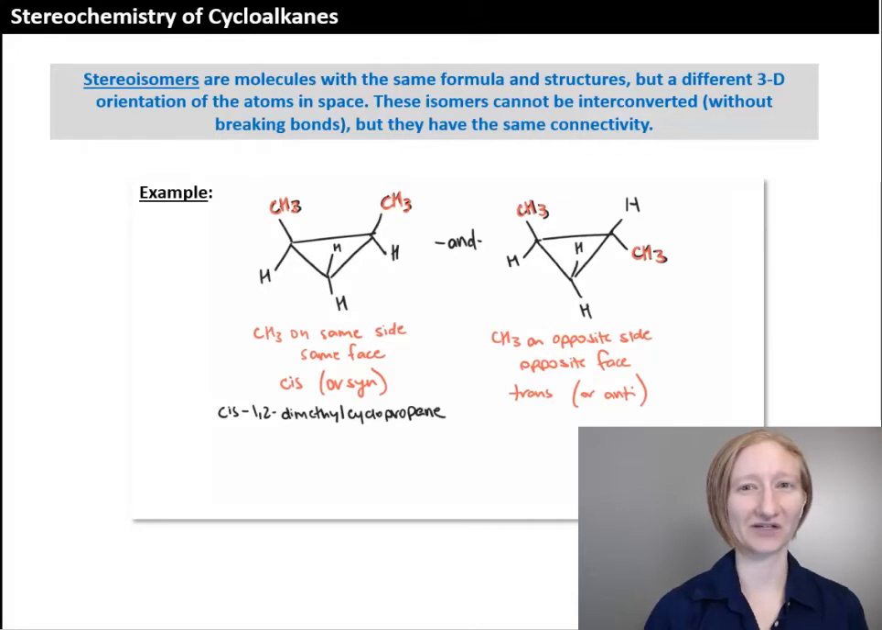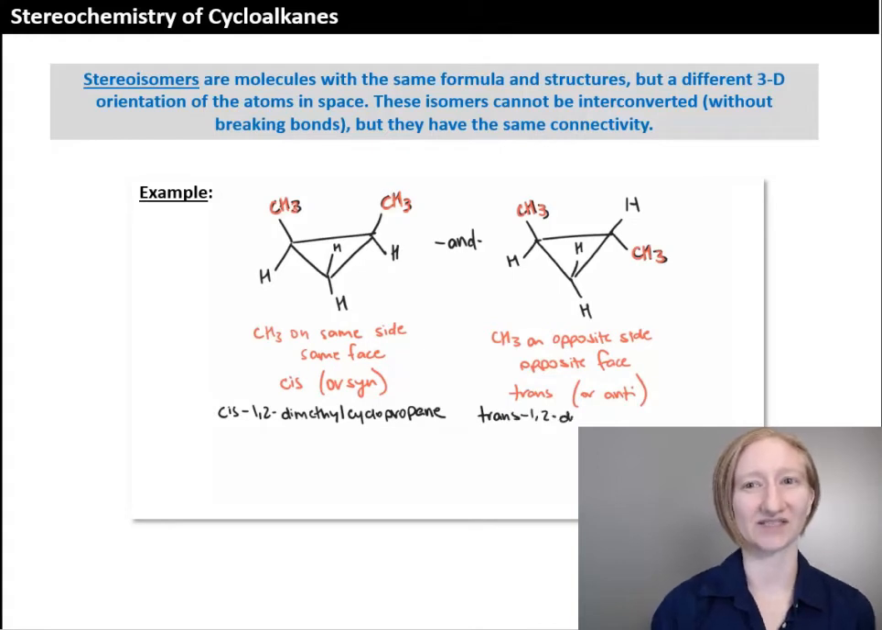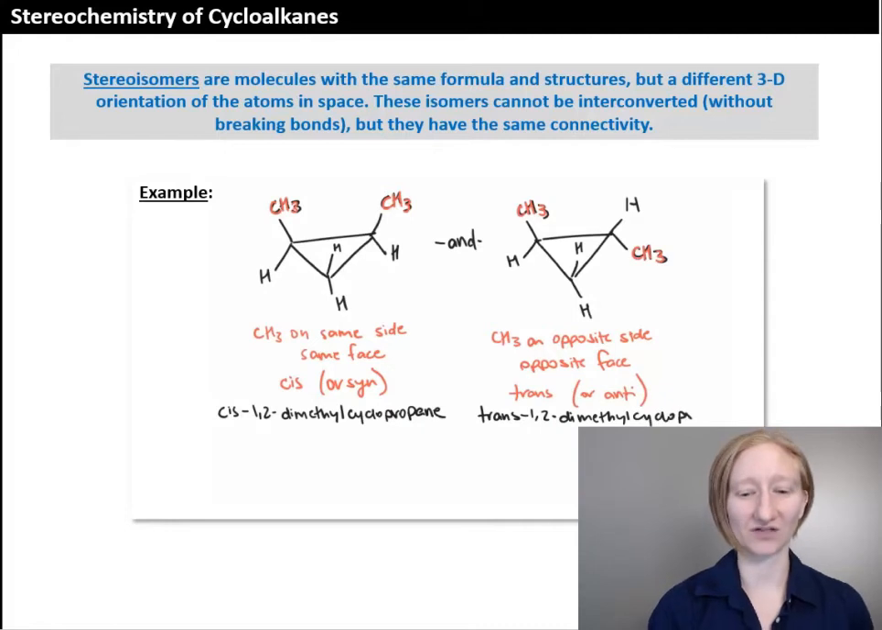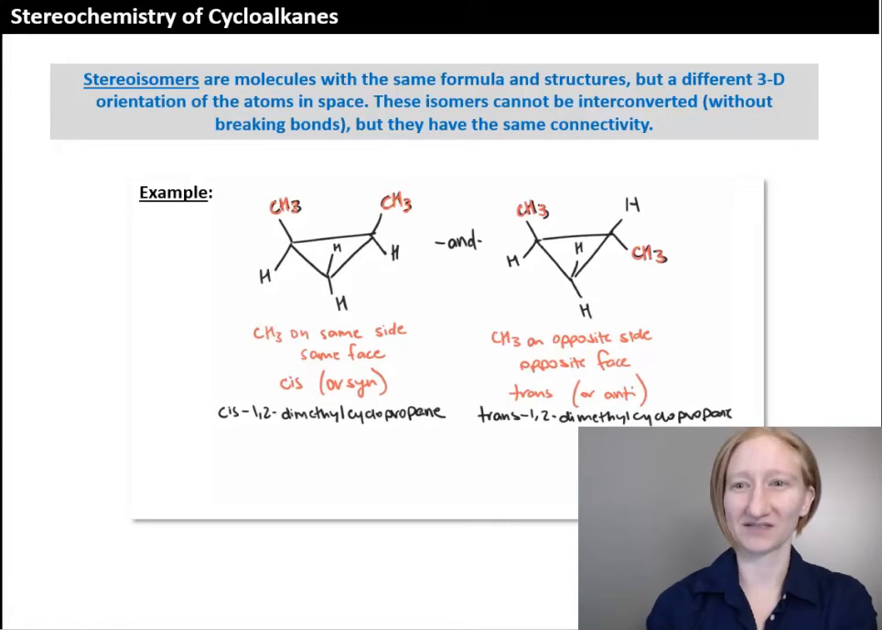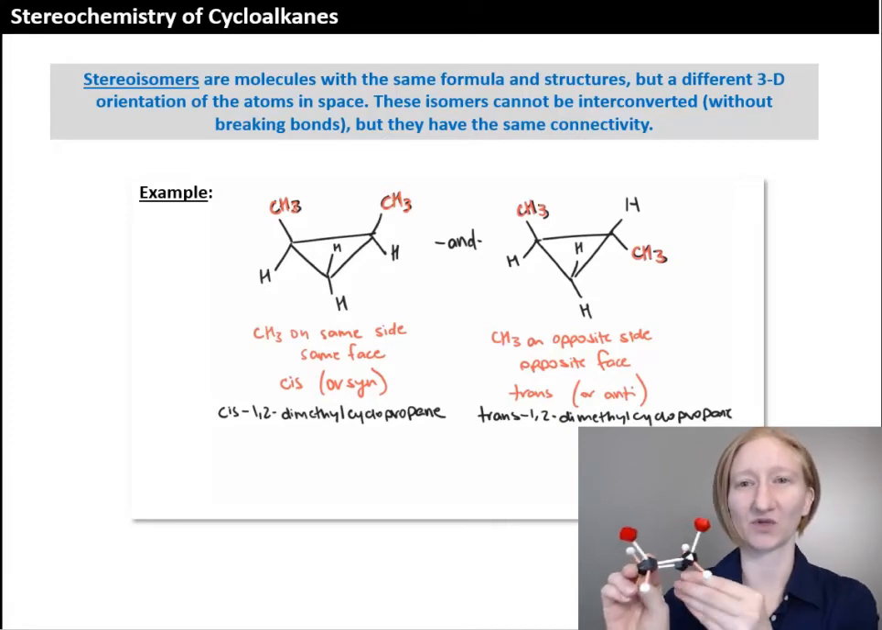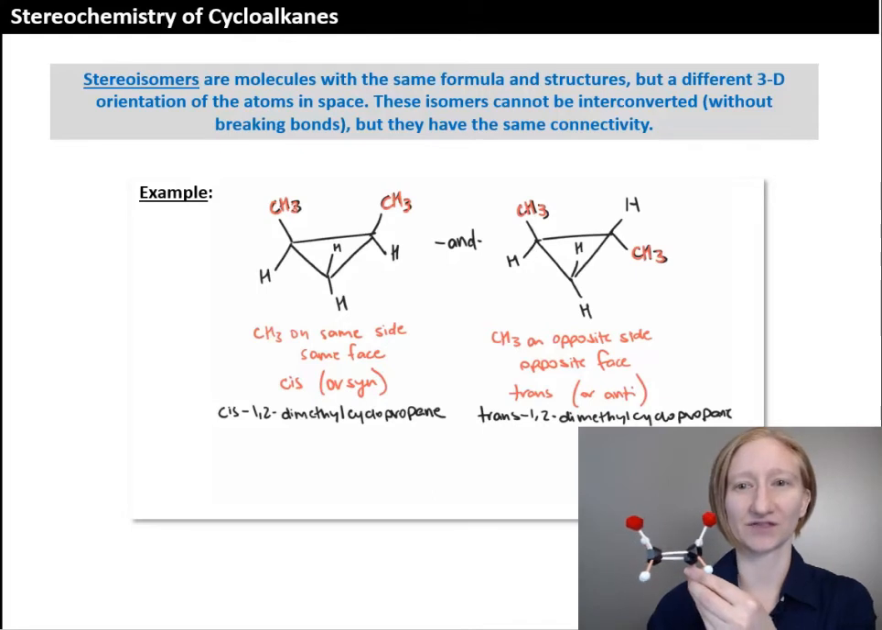I strongly encourage you to look at this with your model kit. So you might want to pause the video and build the cis and trans stereoisomers of a substituted cycloalkane. I'll use a disubstituted cyclobutane, not a cyclopropane, because I don't want to break my model kit. We'll look at the cis case first. And what you see here is that both groups are pointing up. They're both on the top side or top face of the ring.